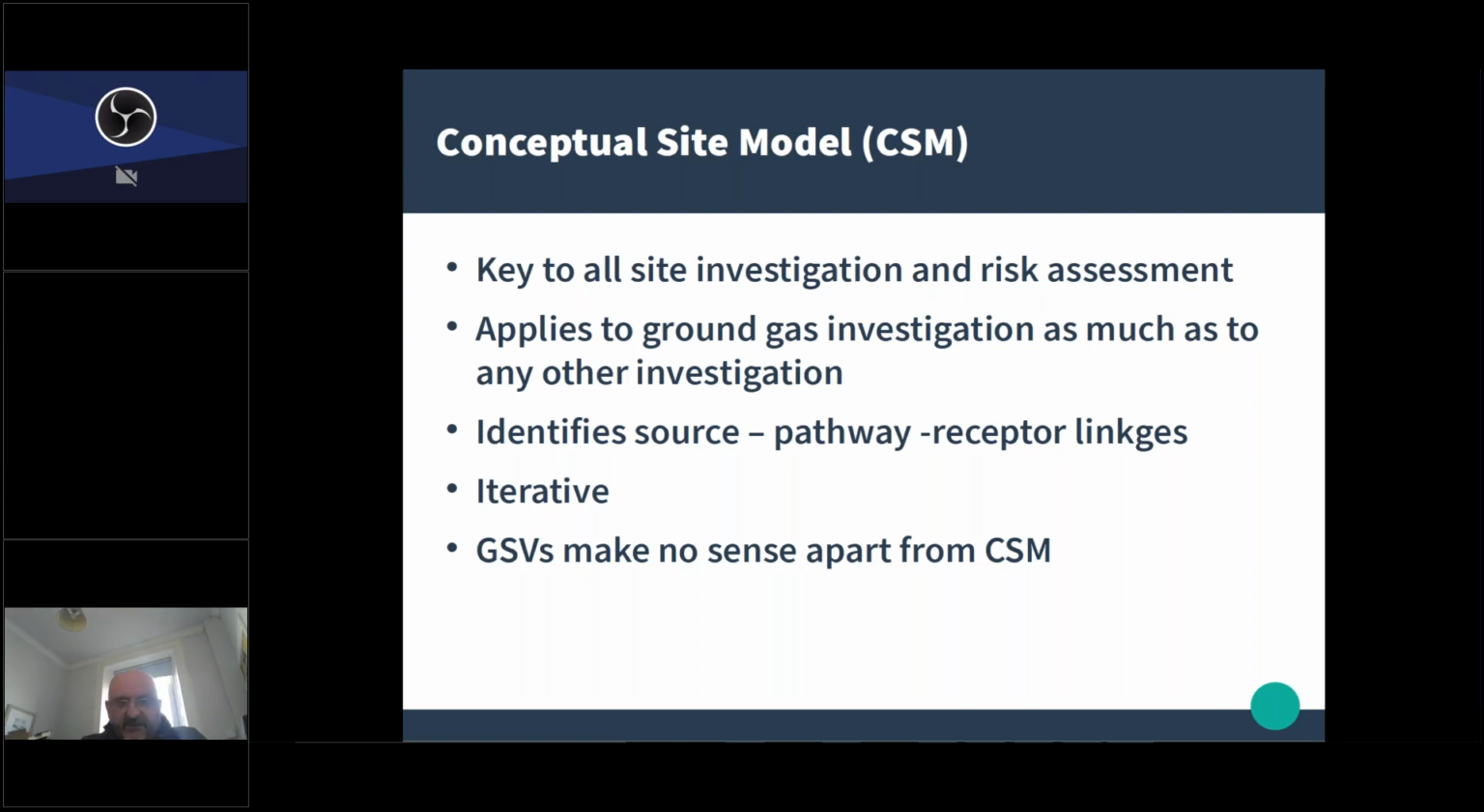I think it's very easy just to turn to page whatever it is in Wilson and Card, and just put the numbers in. We've got a flow rate, we've got a concentration, we calculate a GSV, and it's CS2 or whatever it is. That's wrong. If we're going to use the guidance, we should really start at page 1, and it talks about all of these issues. It talks about the CSM being iterative, and that we need to apply as much rigour to our investigations for ground gas as we do for anything else.